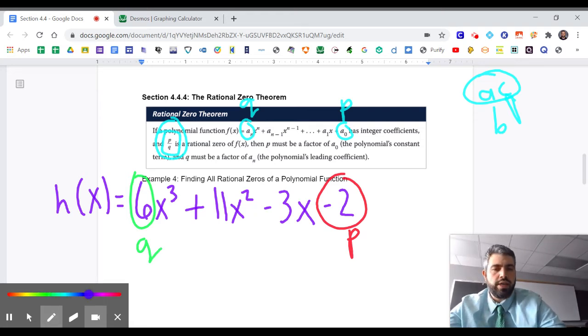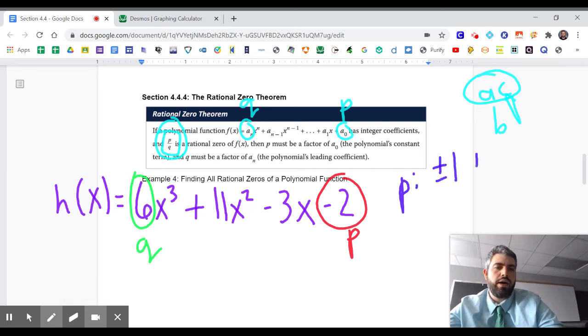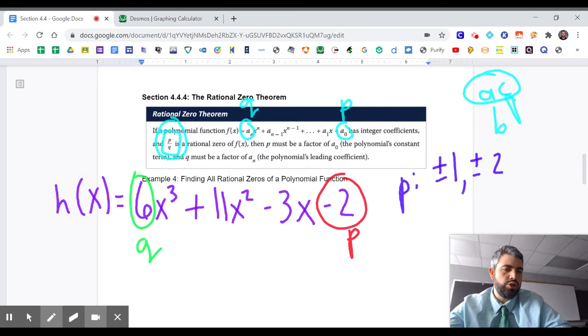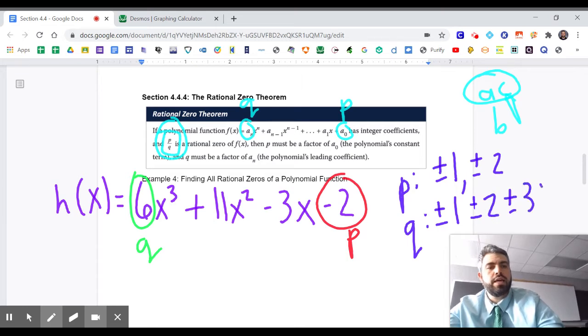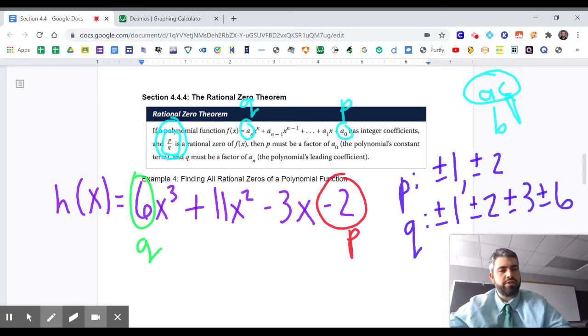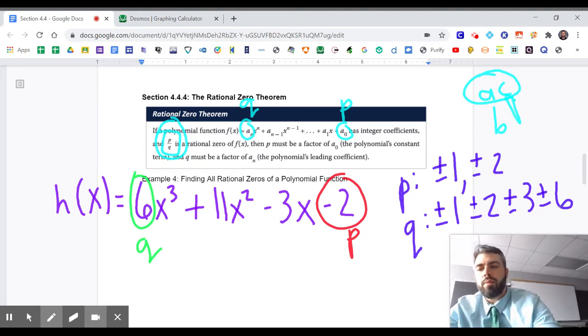And so when I do that, the factors of P are going to be positive and negative 1 and positive and negative 2, because 1 times 2 is 2. 1 can be positive, 1 can be negative. Now for Q, all the factors of 6 are going to be plus or minus 1, plus or minus 2, plus or minus 3, and plus or minus 6. Those are the only factors of 6, which means here are all my possible rational zeros. So P over Q looks like this. And I'm just going to use plus or minus the whole time.